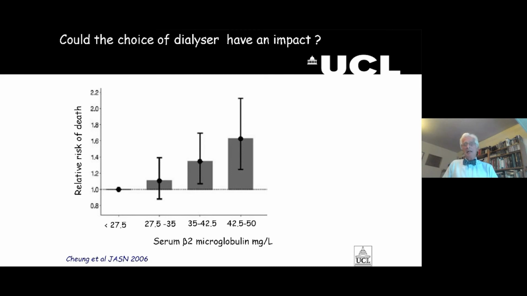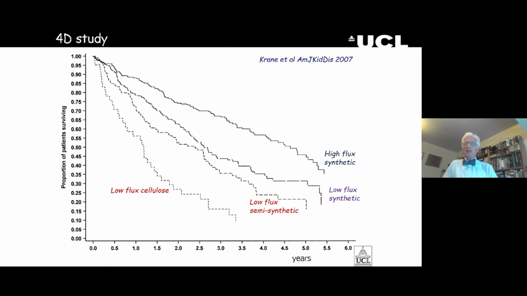And so in the next slide, this comes from a German study, the 4D study. You can see here, this was a longer study in terms of patient follow-up. And they looked at the difference of different types of dialyzers: low flux cellulose, low flux semi-synthetic, low flux synthetic, and high flux synthetic. And you can see there's almost a stepwise increase in patient survival, moving from low flux cellulose to high flux synthetic dialyzers.